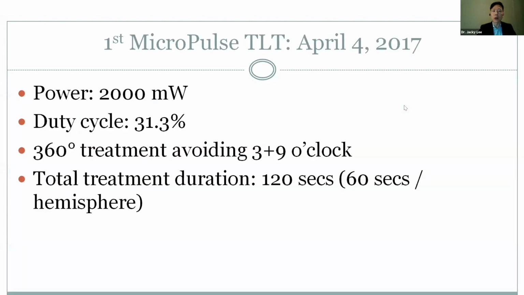At that juncture, we discussed MicroPulse with him. I remember this was back in 2017, when the technology had just been introduced in Hong Kong. So this was one of the earlier cases that we did. We followed the standard protocol of the power and the duty cycle, treating 360 degrees, avoiding the 3 and 9 o'clock regions. At that juncture, we used a total treatment of 120 seconds, around 60 seconds per hemisphere, over around 5 or 6 passes per hemisphere.